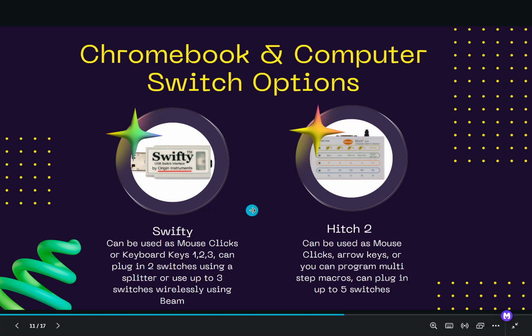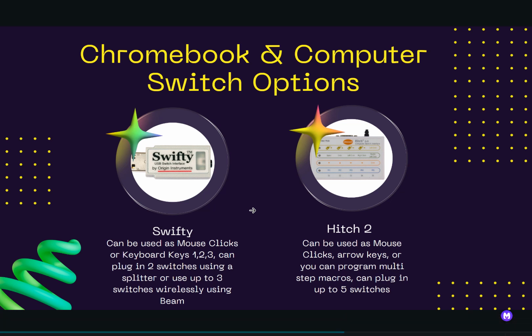You can also plug in 2 switches using a splitter into the Swifty, or you can use up to 3 switches wirelessly using something called the Beam. So that's Swifty, and that's just going to plug into a USB port on your Chromebook or computer.